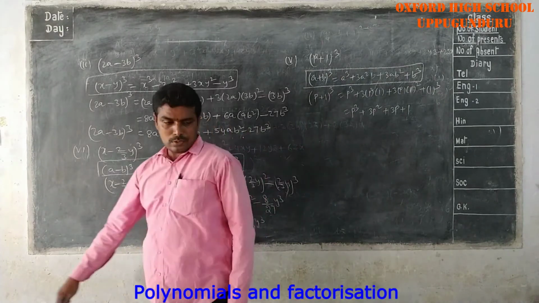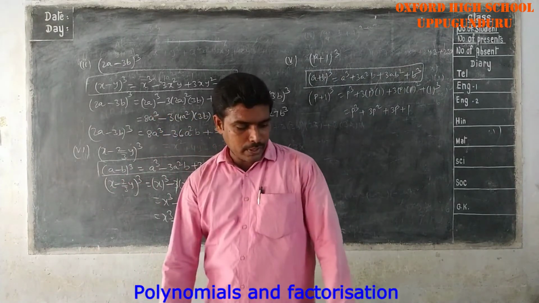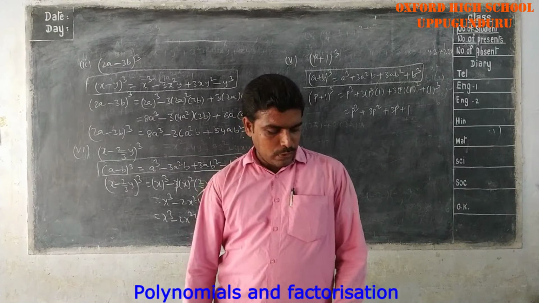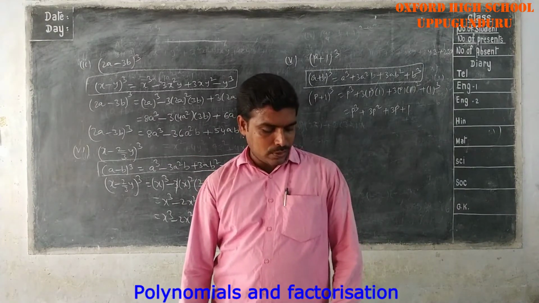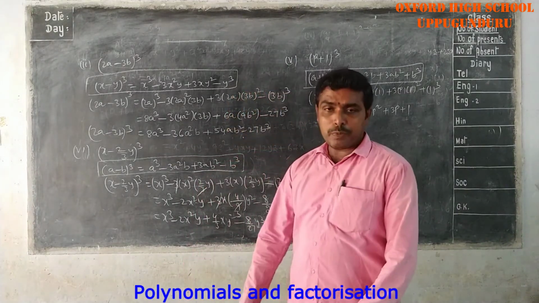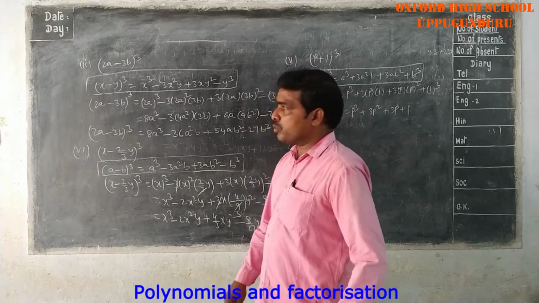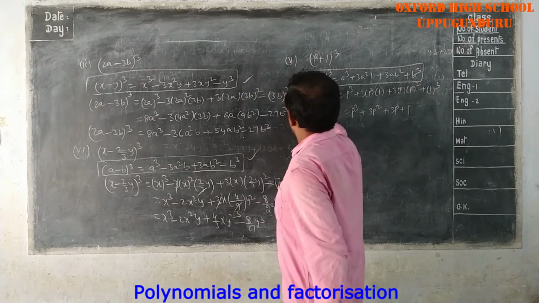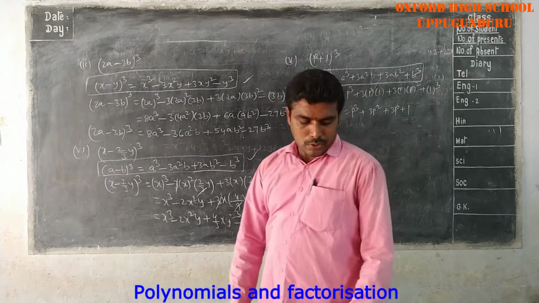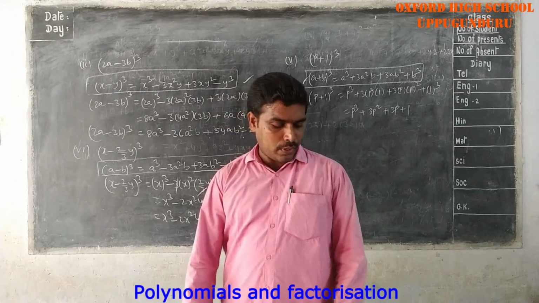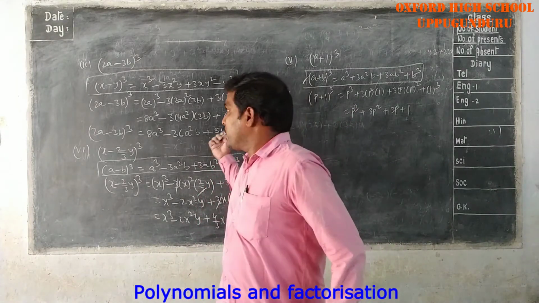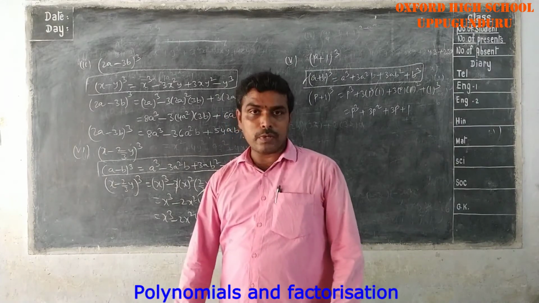So after this the fourth round is completed. We will do the remaining problems in the next session. To do each problem in this exercise, we have to know these identities. Without these identities, you can't do these problems. That's why you must learn these identities. Then only you can do these problems.